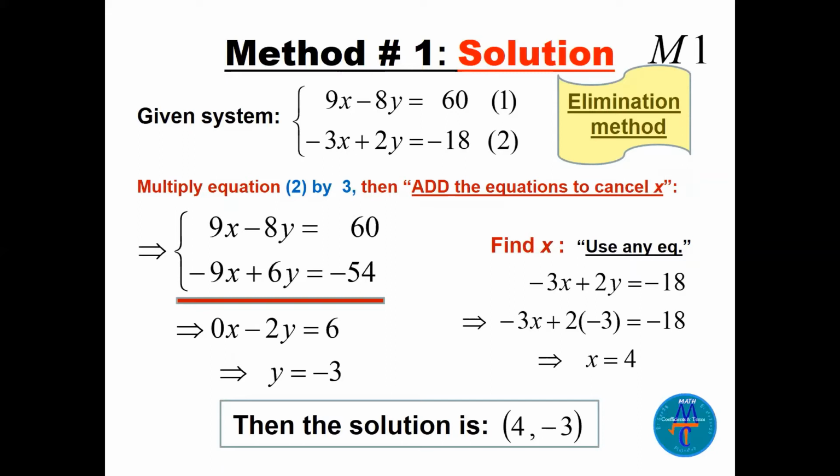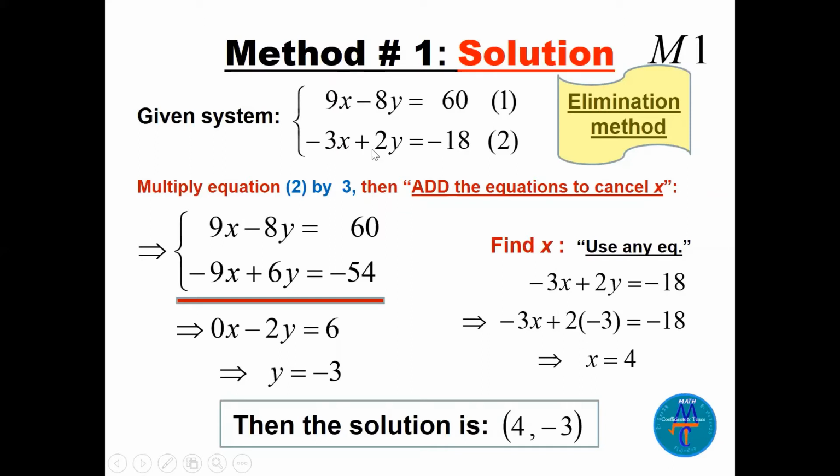I decided in this question, as you can see here, this is the given, to cancel the x. I already have 9x there, so what will make here minus 9x? The opposite. Already we have minus 3, so I multiply equation 2 by 3, the whole equation.